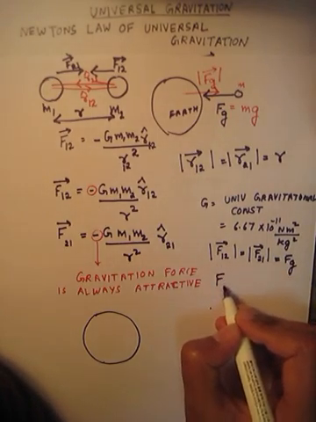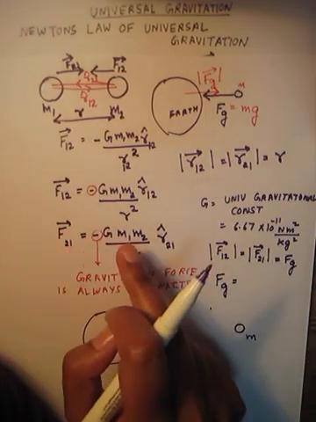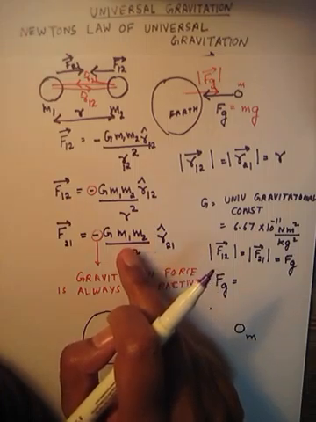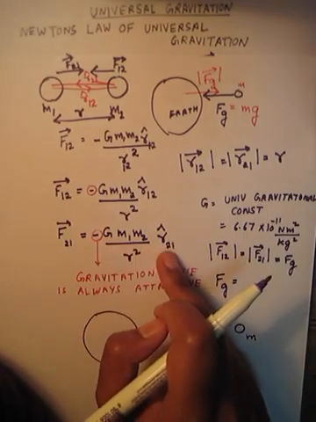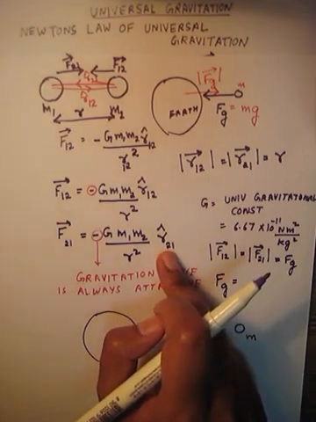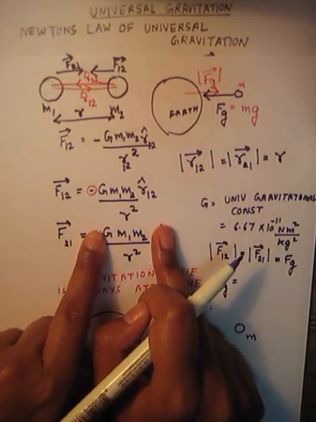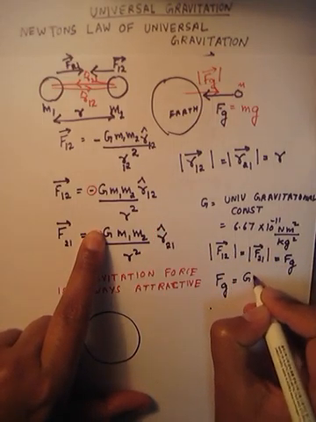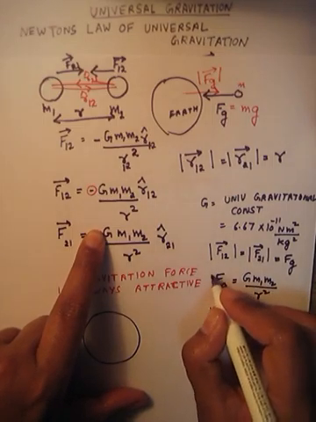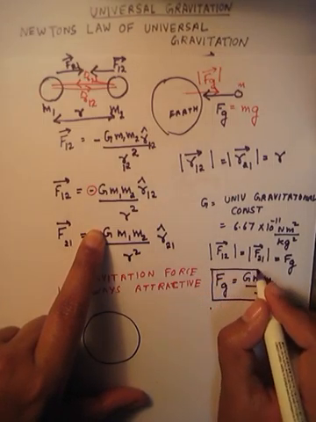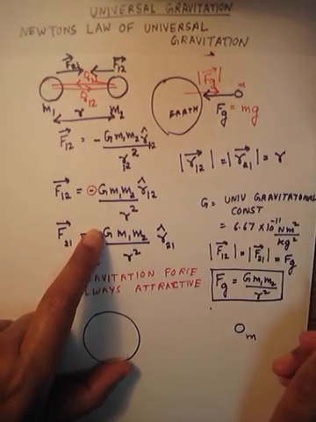If we have to write the magnitude of this force, we just have to take the magnitude of this. When you take the magnitude, the negative will turn out to be positive, and R21 is a unit vector, so its magnitude will be equal to 1. So this will be positive, this will be 1. What we are left with is G m1 m2 upon r squared. This will be the gravitational force between any two masses which are separated by a distance r.